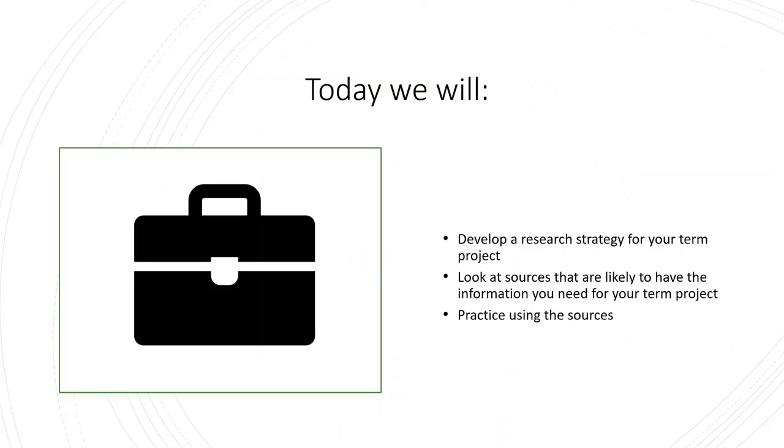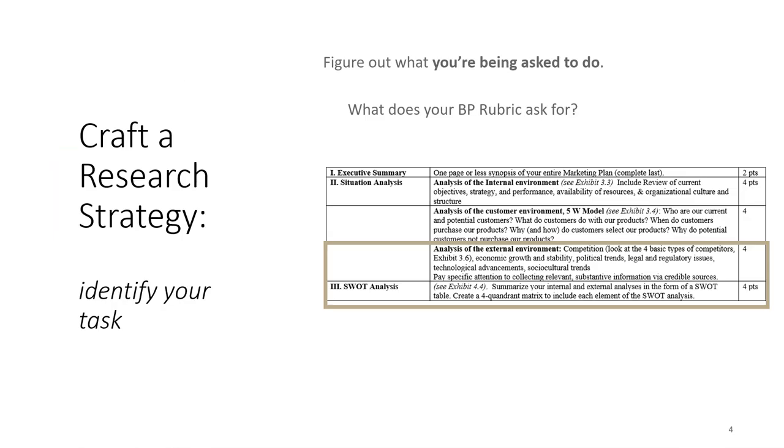So today what we're going to talk about is a research strategy to fulfill the rubric items for your term project. We're going to talk about what tools and sources are most likely to have the information you need for your term project. And after that, you're going to complete an activity where you practice using these sources so you can get some muscle memory of how they work. So the first thing is to identify your task.